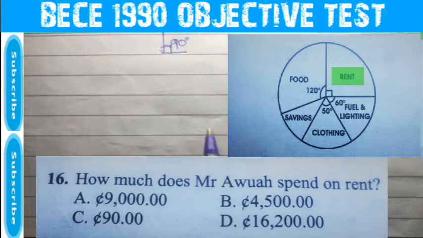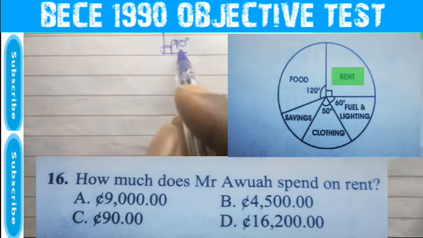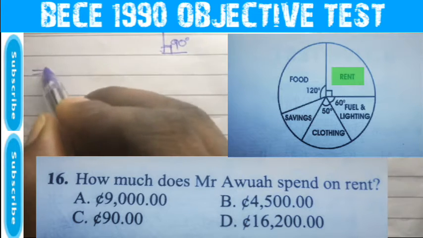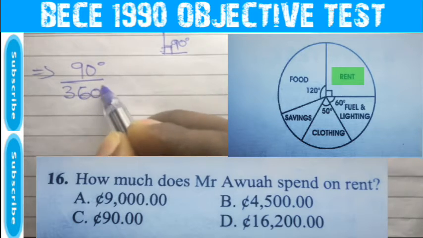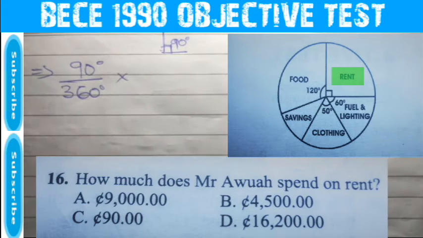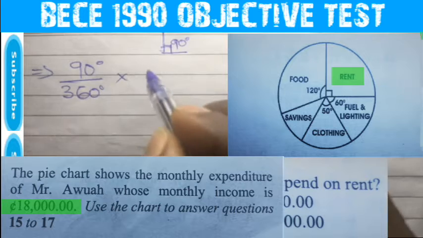So to find the amount of money he spent on rent, it is going to be the angle for the rent, which is 90 degrees, out of the total sectorial angle, 360 degrees, multiplied by his monthly income. And the monthly income is 18,000 cedis.